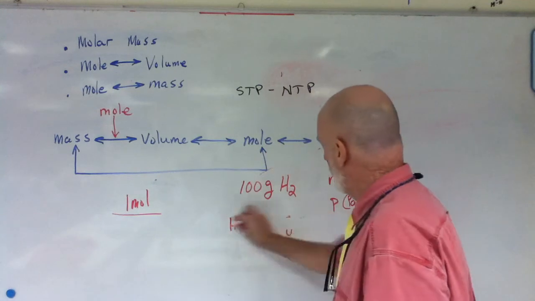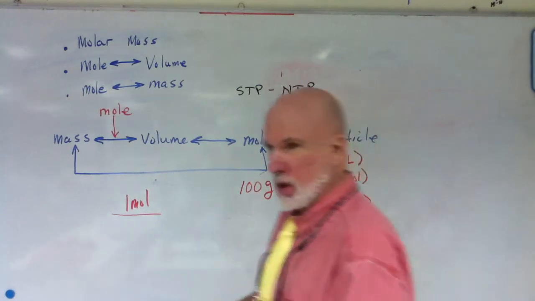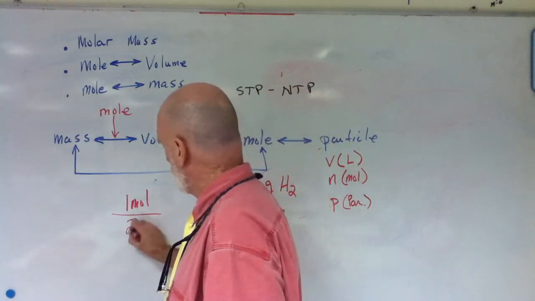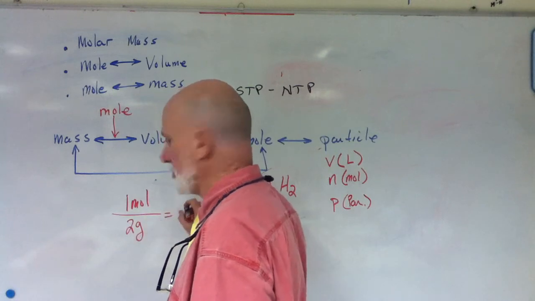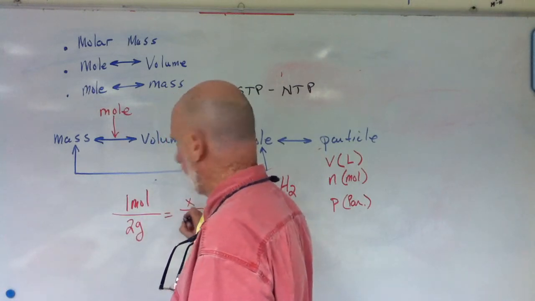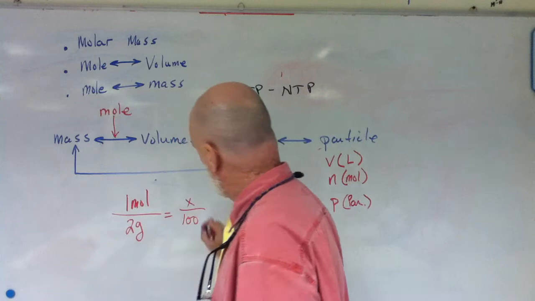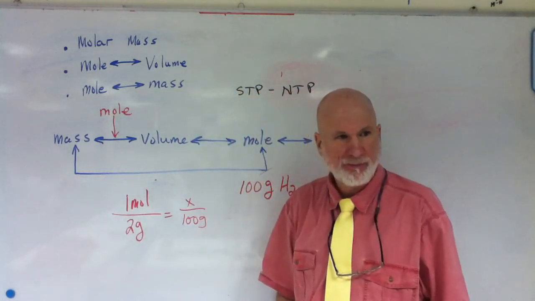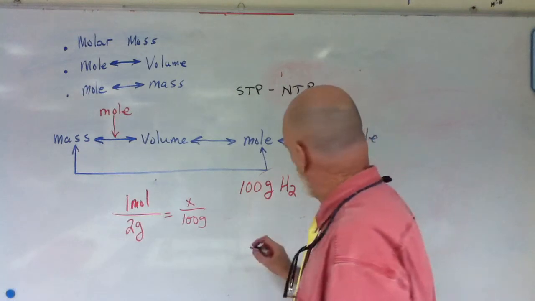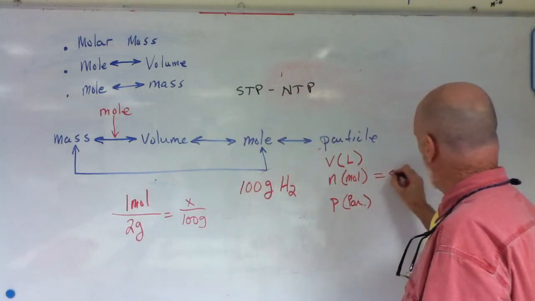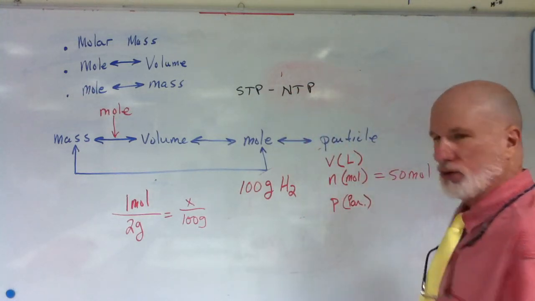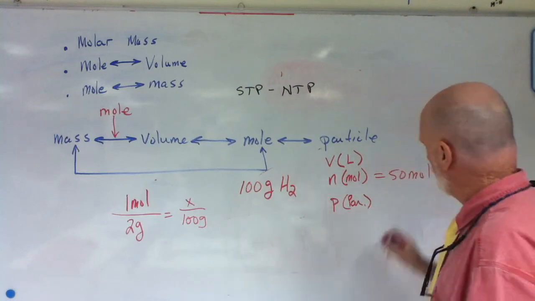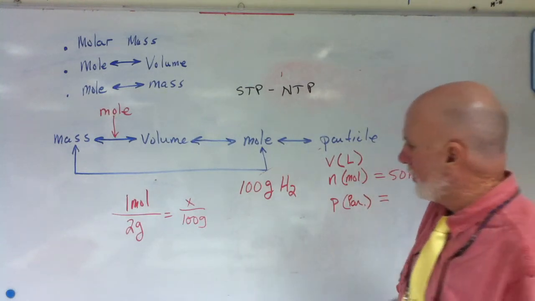So this is going to be 1 mole per 2 grams equals X moles for 100 grams. So how many moles do I have? 50 moles. So I have 50 moles, correct? Yep. Now, you could go either way.